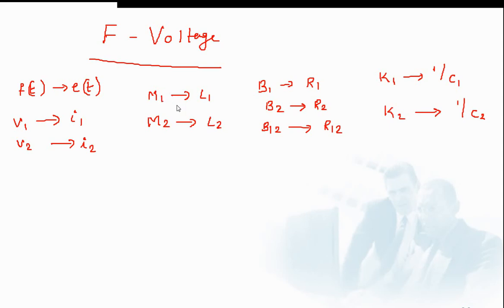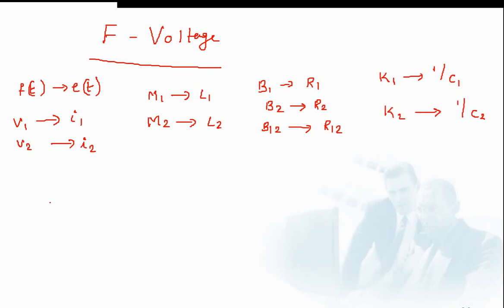The other analogous elements are: corresponding to M1 there will be an inductor L1, and M2, there will be an inductor L2. B1, B2, B12, the corresponding analogous resistors are there, and instead of K1 and K2, there will be capacitors. So now we will draw the electrical analogous circuit. And in the force voltage analogy, the physical law that we will apply is KVL. So how can we draw?